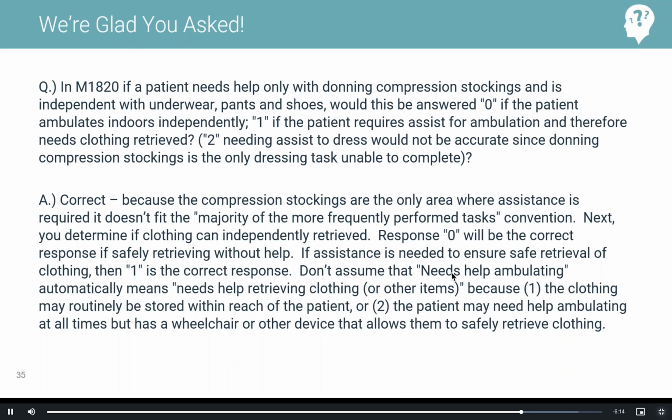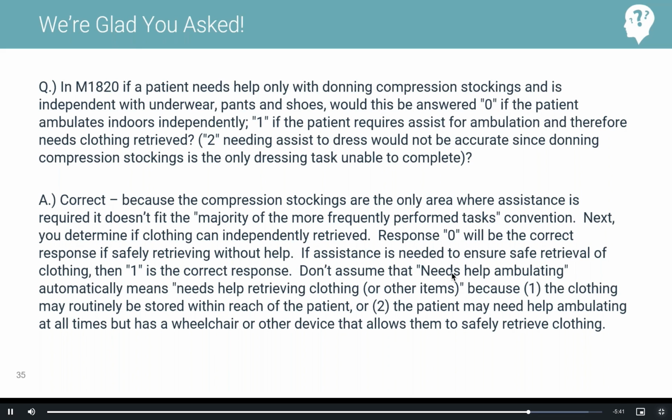So that is pretty much a correct assessment of the situation, because if the compression stockings are the only area where help is needed, it's not going to fit that majority of the more frequently performed tasks convention that we have with our dressing questions in M1810 and M1820. So then next, you have to determine, can they independently retrieve clothing from where it's stored? Response 0 is going to be correct if they could get that clothing safely on their own. But if they need assistance to be sure they're safe, then we're going to go with response 1.